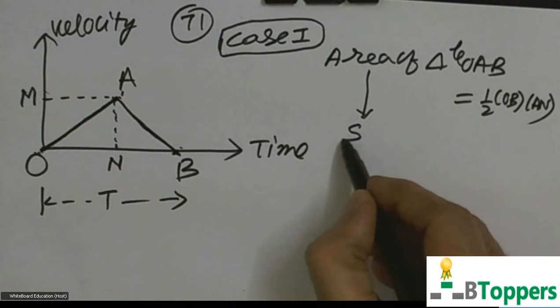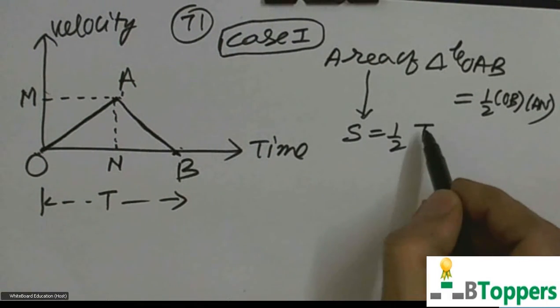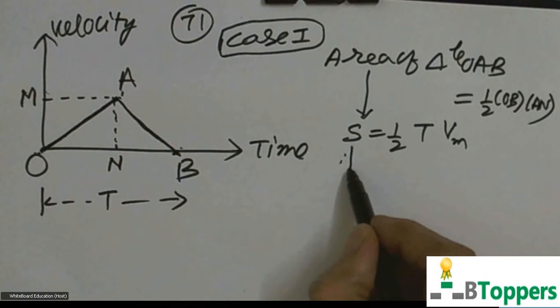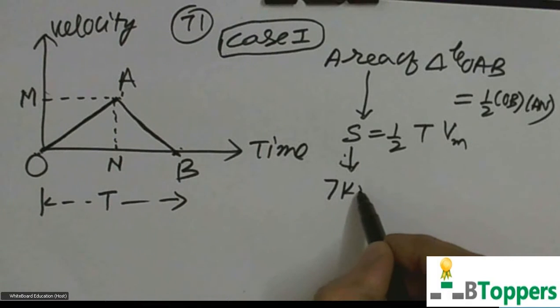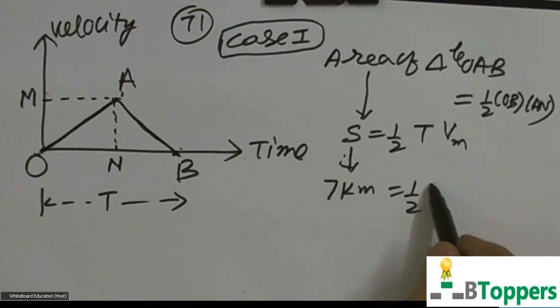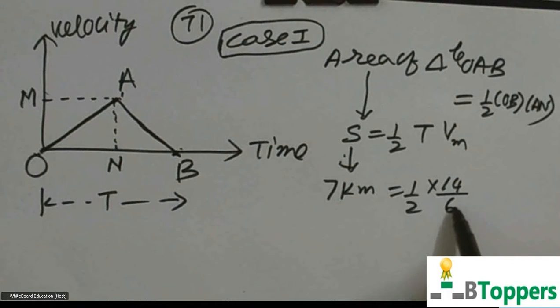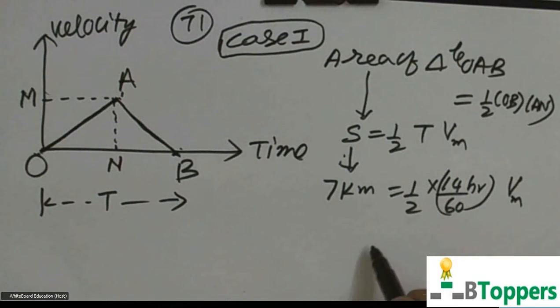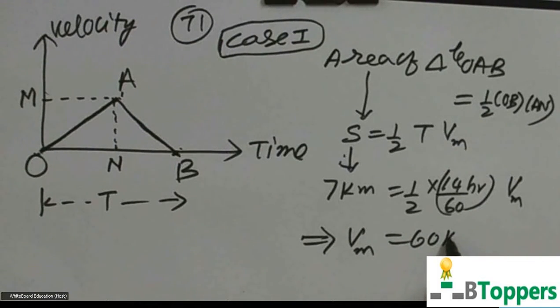The area of triangle OAB gives you the total displacement. The base OB gives you the total time. The height of the triangle gives the maximum speed during the journey. The total distance covered is given to be 7 kilometers. The total time is 14 minutes, which means 14 by 60 hours. Let Vm denote the maximum speed during the journey. If you simplify this, you get the maximum speed during the journey as 60 km per hour. If you want to copy the working, you can take a pause and copy the working.